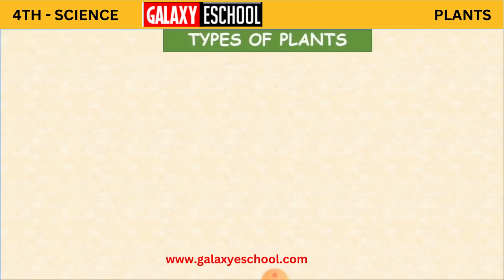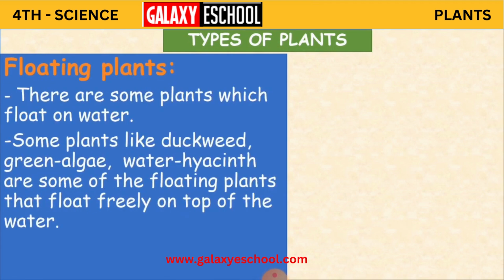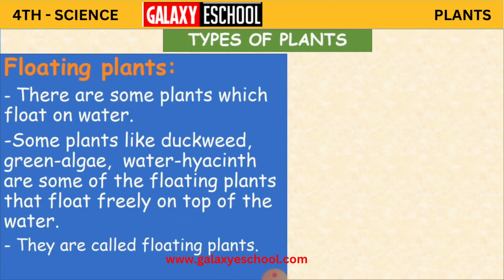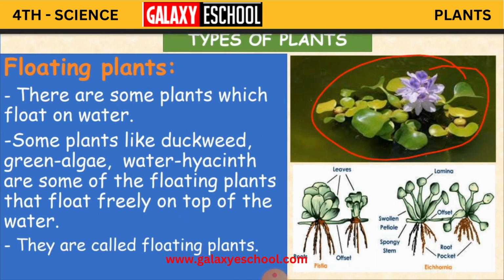The first one is the floating plant. There are some plants which float on water. Plants like duckweed, green algae, and water hyacinth are some of the floating plants that float freely on the top of the water. They are called floating plants, which float on the water. Have you ever been on a boat? If we sail on a boat, how does it travel? It travels on the water. In the sense, it floats on the water.